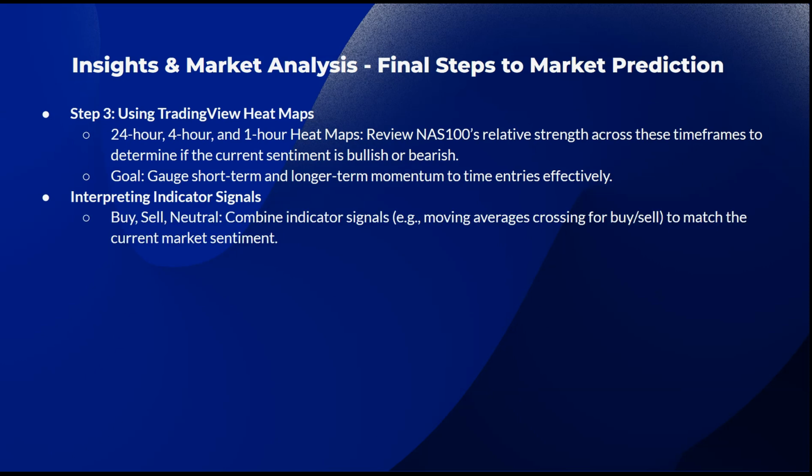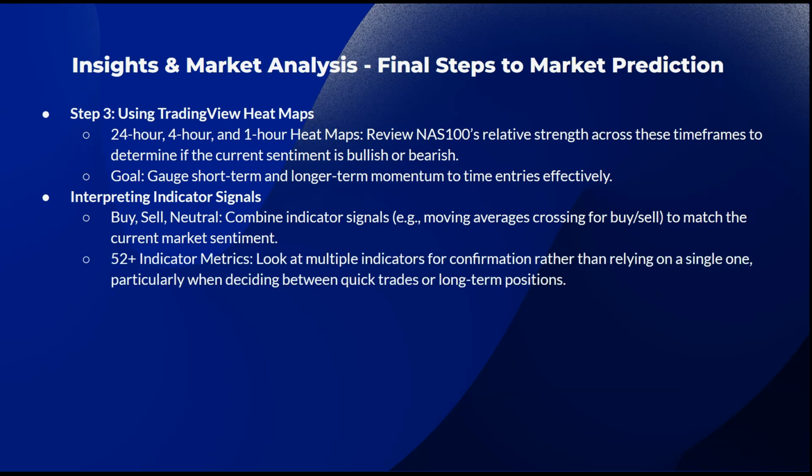Interpreting indicator signals: buy, sell, neutral. Combined indicator signals, moving average crossing for buys and sells to match the current market sentiment. 52 plus indicator metrics. Look at multiple indicators for confirmation rather than relying on a single one, particularly when deciding between quick trades or long-term trades. And this is part of TradingView where they take 52 of the best indicators and they tell you if it's a strong buy all the way down to a strong sell.